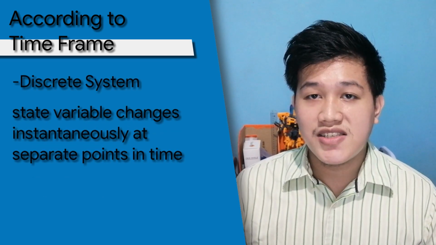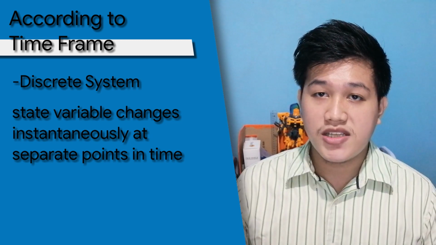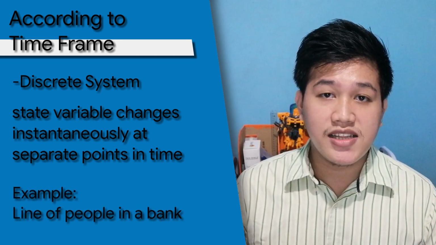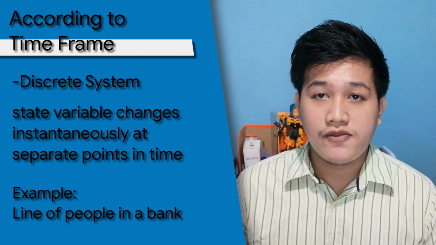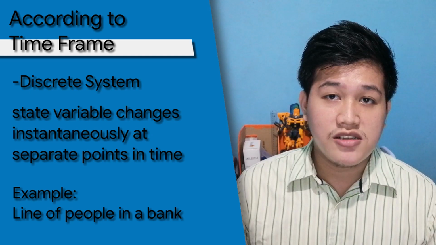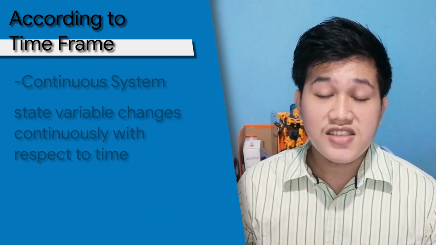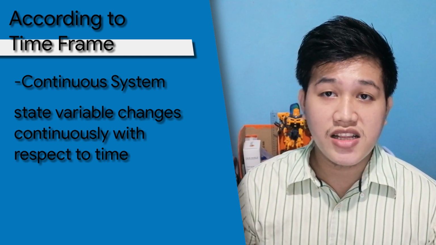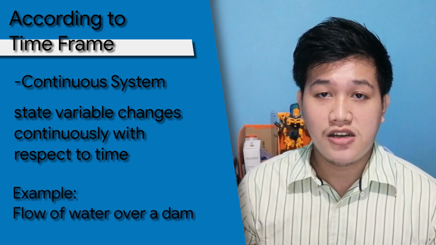Discrete systems are systems in which the state variable changes instantaneously at separate points in time. An example for this is the bank, specifically the line of people transactions inside the bank. The line can be longer from time to time or can be short. It mostly depends on the people. Next is continuous system, a system in which the state variable changes continuously with respect to time. For example is the flow of water over a dam.